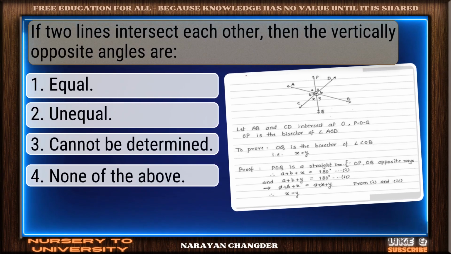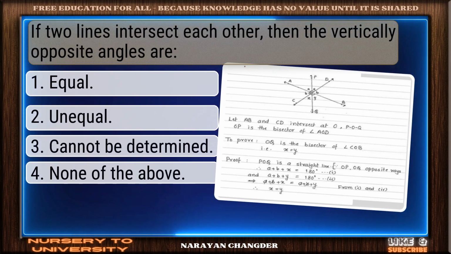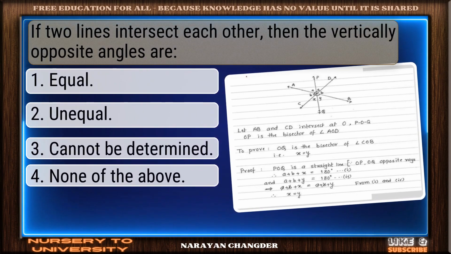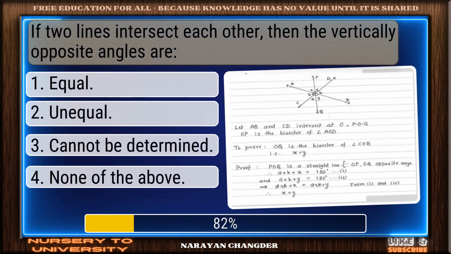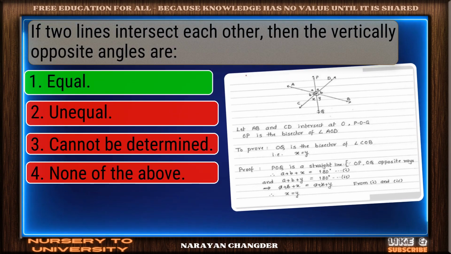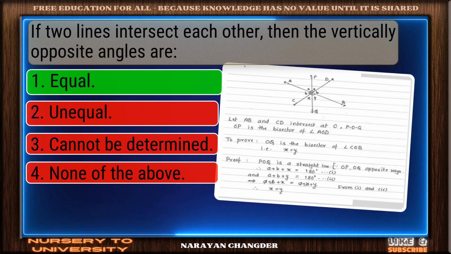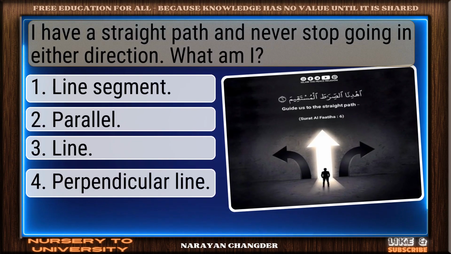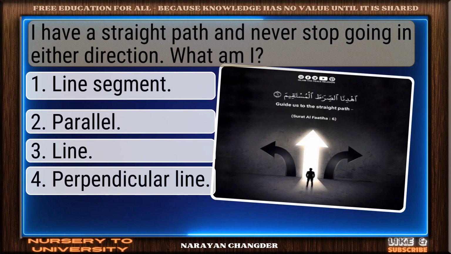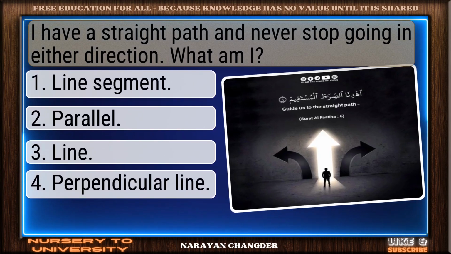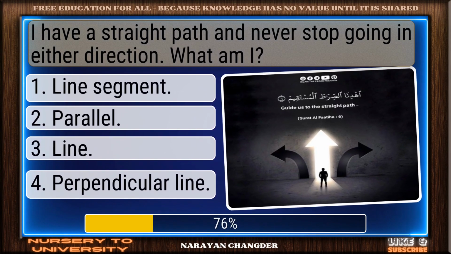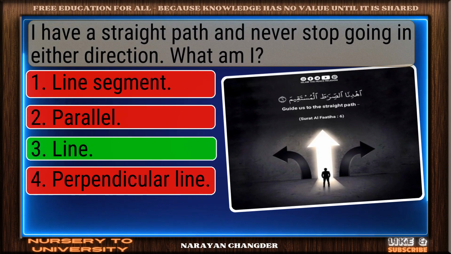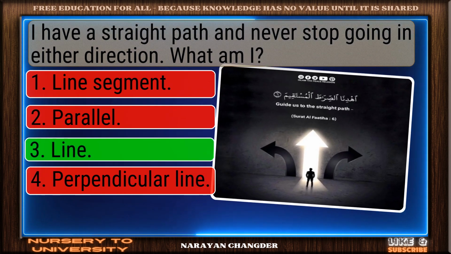Question number 77. If 2 lines intersect each other, then the vertically opposite angles are. Exactly. Equal makes sense and it is the right choice. Question number 78. I have a straight path and never stop going in either direction. What am I? Smart move. Line is an accurate answer.